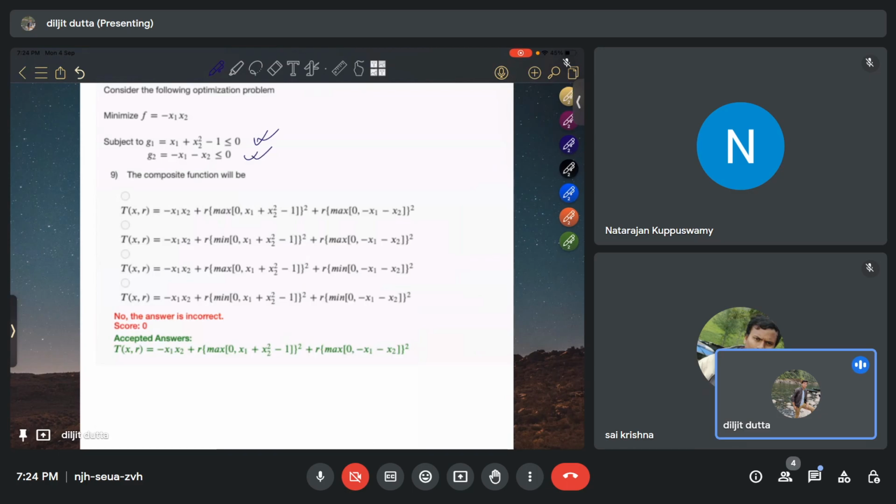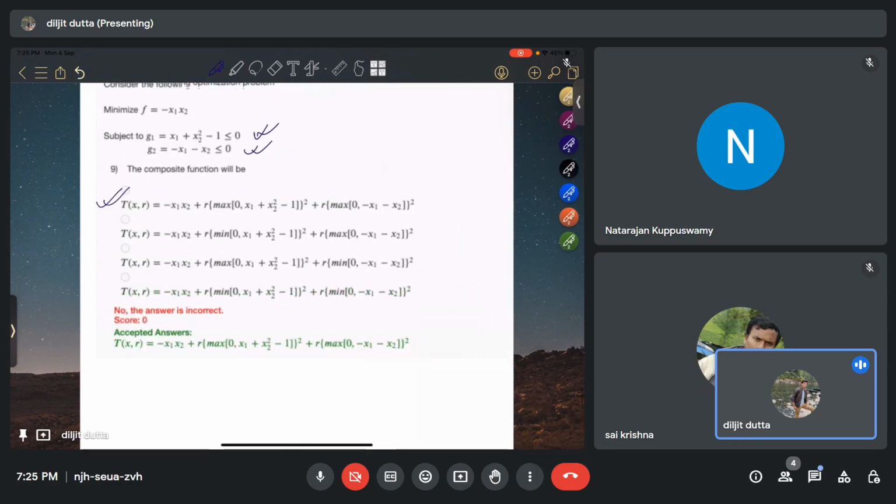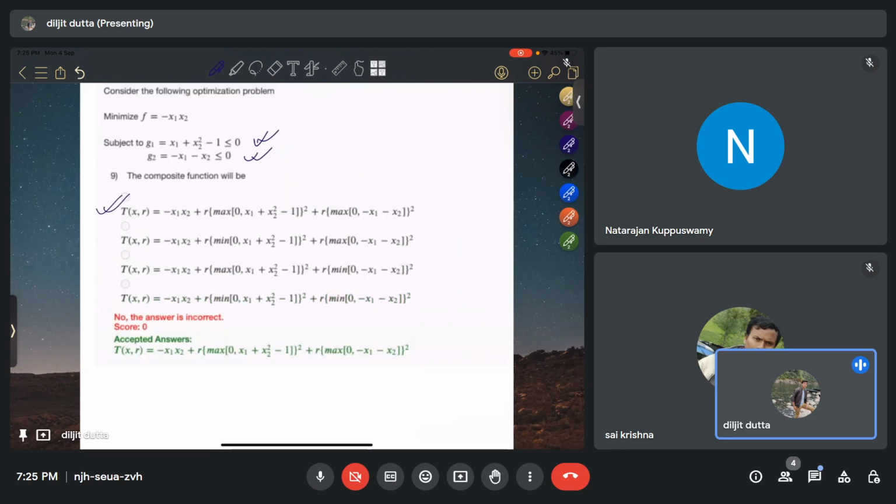Both these constraints are less than or equal to constraints, so we will write the composite function as minus of x1 x2, plus r into maximum of 0 comma x1 plus x2 square minus 1 whole square, plus r into maximum of 0 comma minus x1 minus x2 whole square. Okay, this is for less than or equal to. If it is a greater than or equal to constraint, then instead of maximum we will have a minimum here.